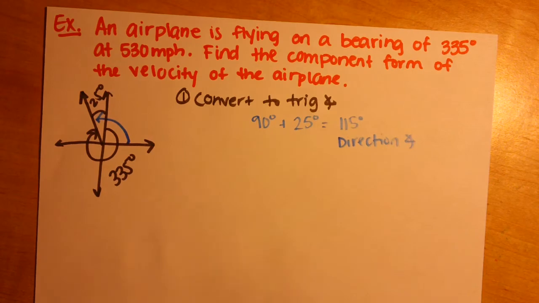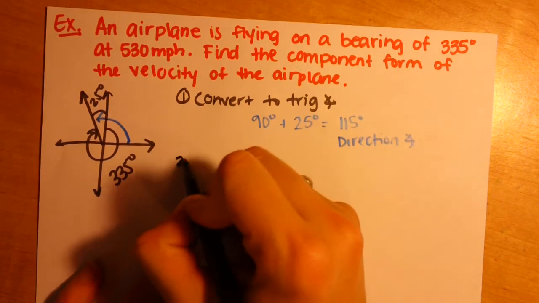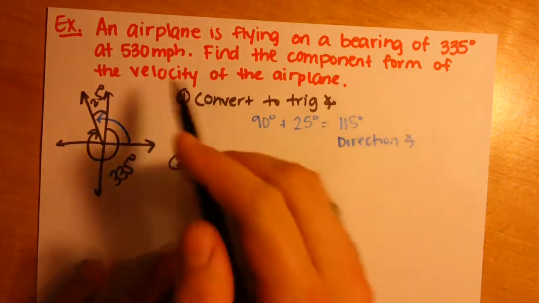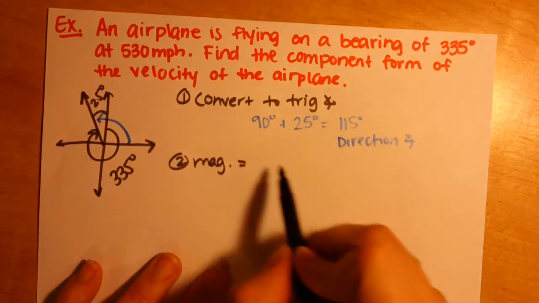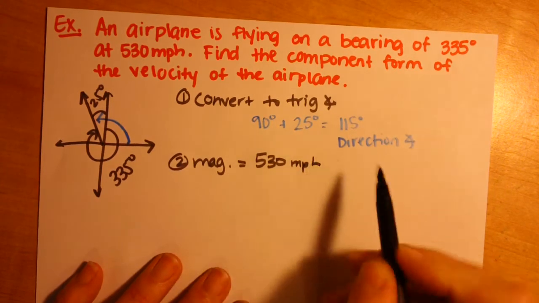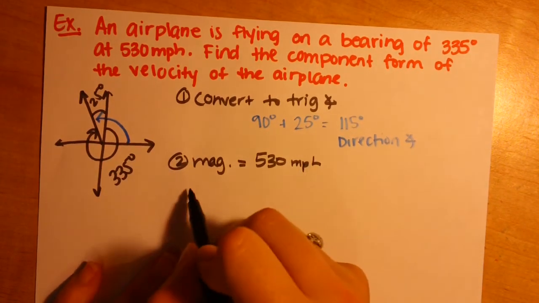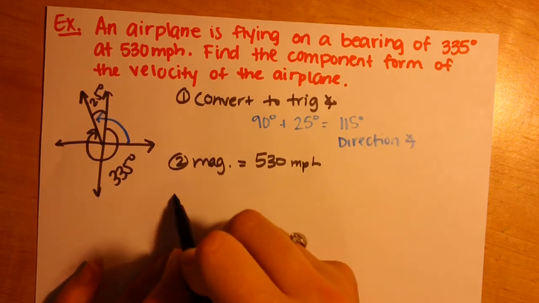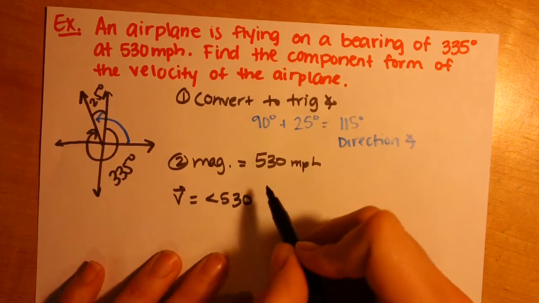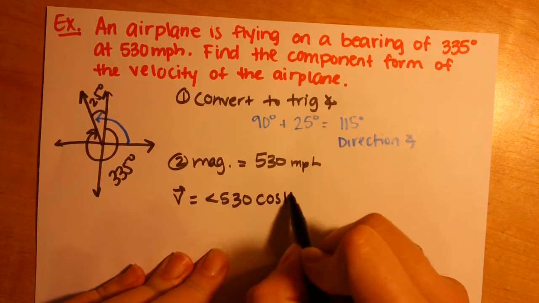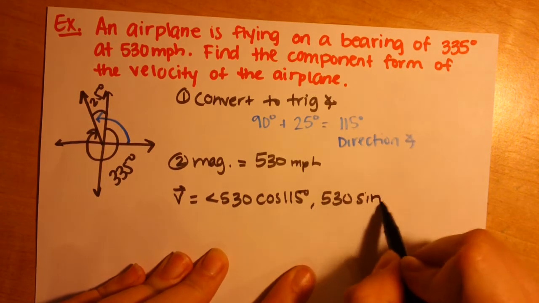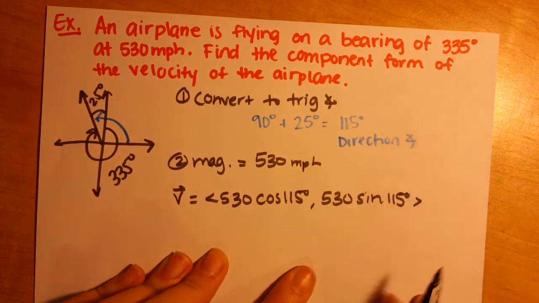Now I want to find the magnitude. The magnitude is given to us. Our magnitude is going to be our speed. So our vector for the speed of the airplane, I'll call it v, is 530 cosine of 115 degrees, 530 sine 115 degrees.